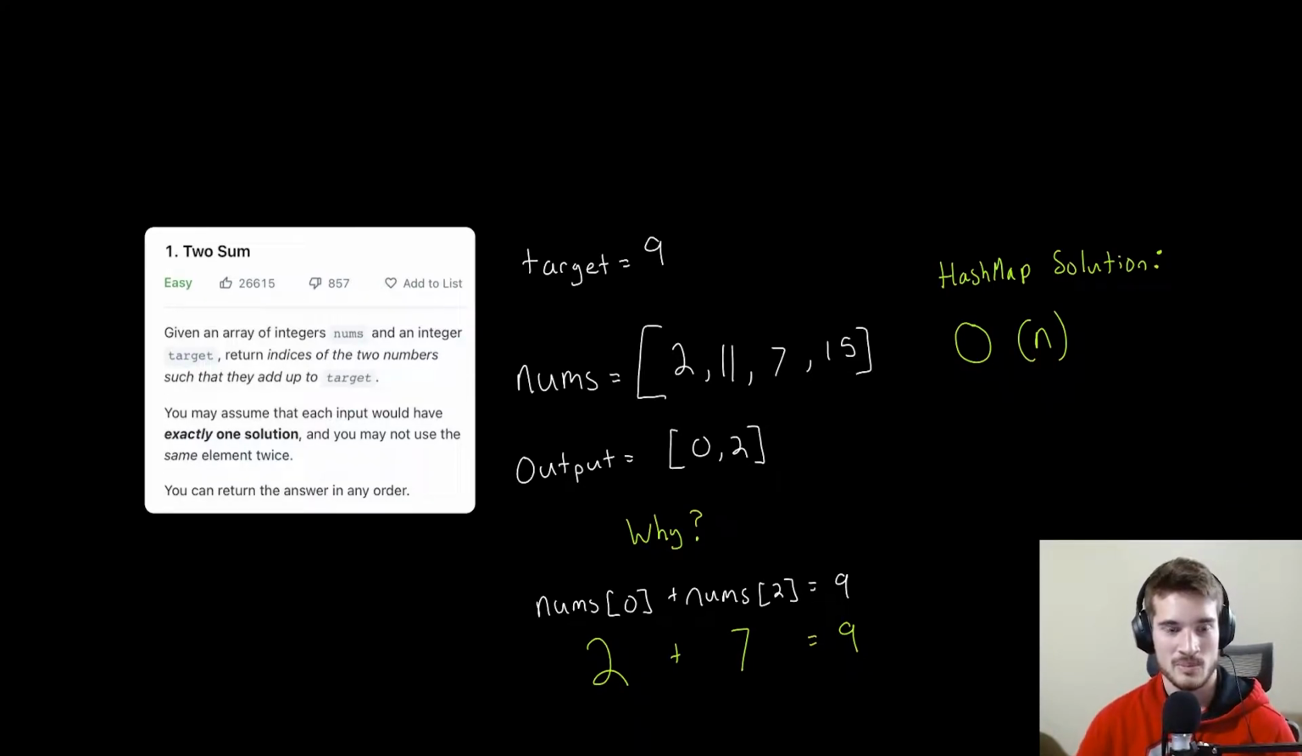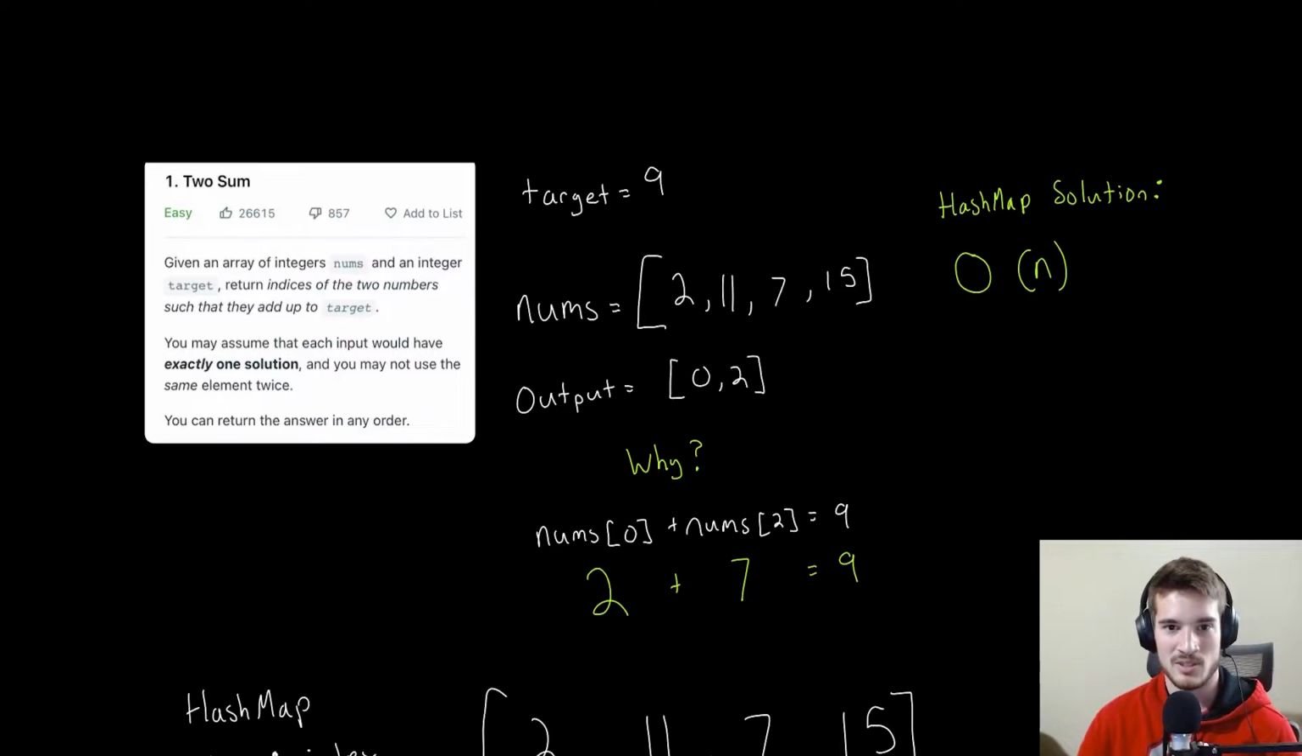So to go over just the problem real quick: given an array of integers, say we have nums, which is an array like this, and an integer target, return the indices of the two numbers such that they add up to the target. So essentially we just want to find two numbers that add up to 9. In this scenario, we would return 2 and 7 because they add up to 9. And we're going to assume that each input would have exactly one solution, and you may not use the same element twice.